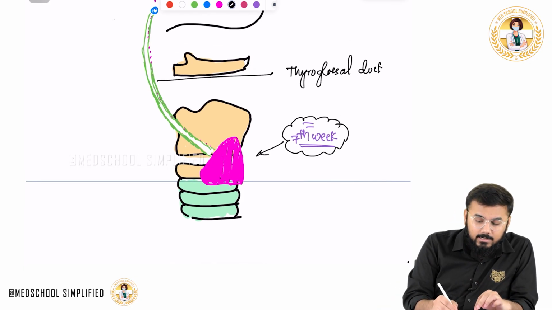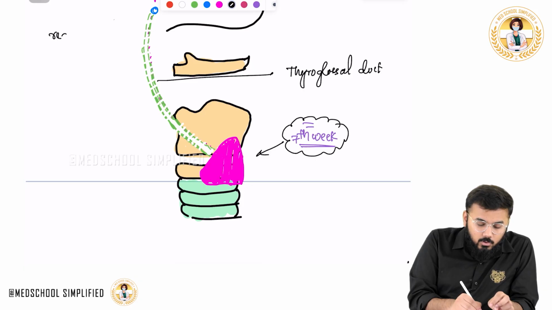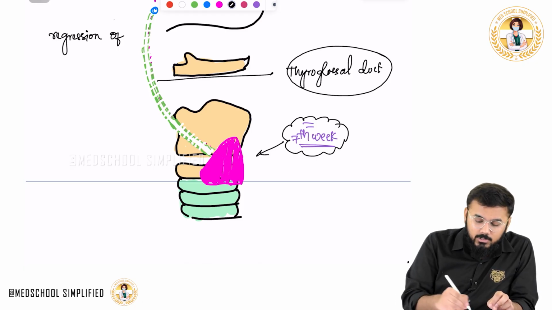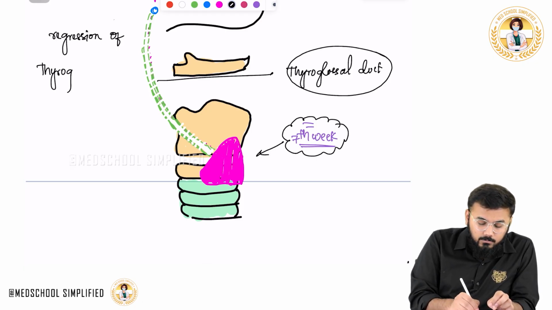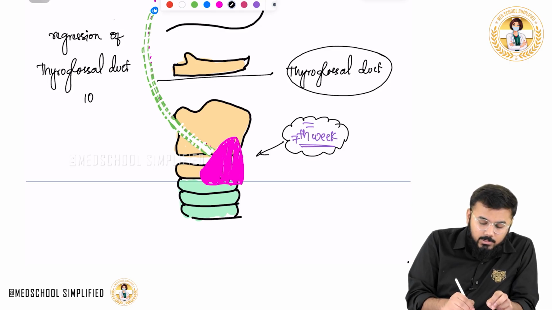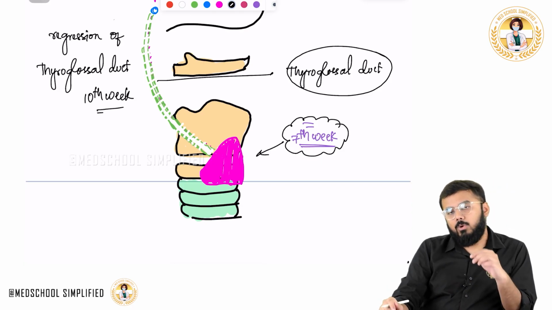After the 7th week, what will happen in the next 10 weeks? Slowly this duct, you see this? Slowly this duct will disappear. So when is this duct disappearing? It disappears slowly by the 10th week. This disappearance is called regression of the thyroglossal duct. Regression of this thyroglossal duct happens by the 10th week. So this is the normal embryology which you see in you and me.